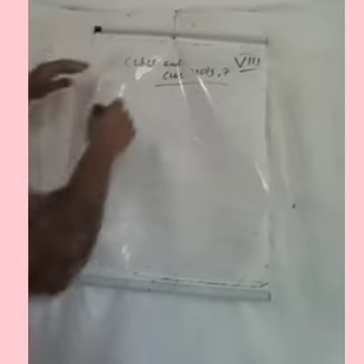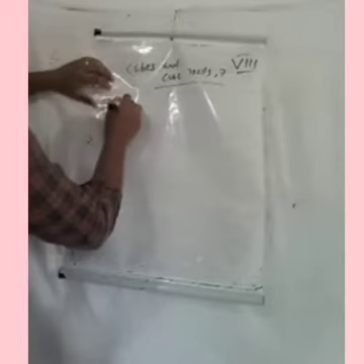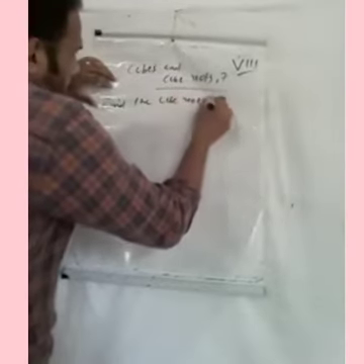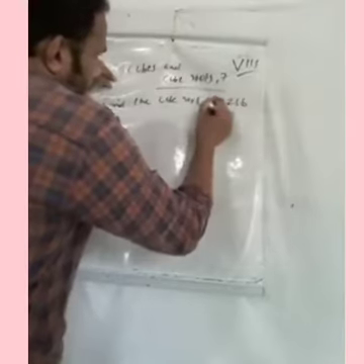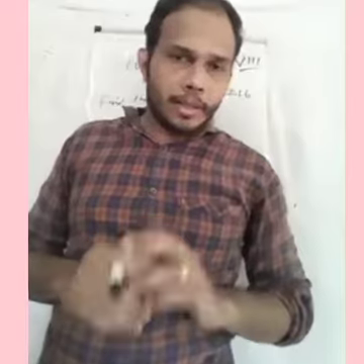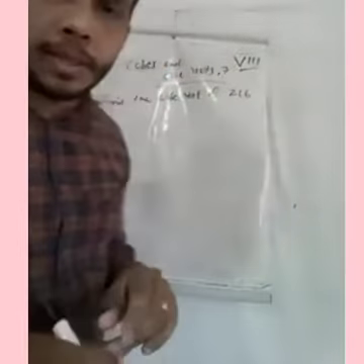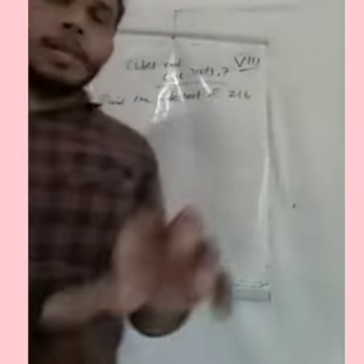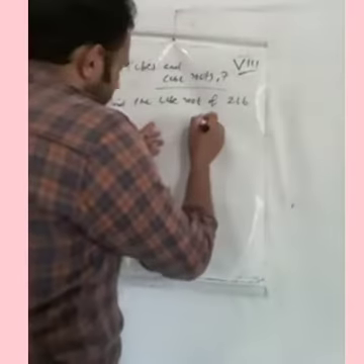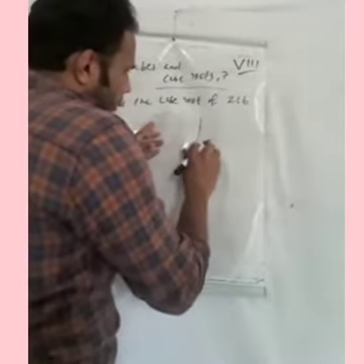Okay, so find the cube root of 216. So we need to find the cube root of 216. Which method are we using here? We are using the same method, prime factorization. So we are using the prime factorization method here.